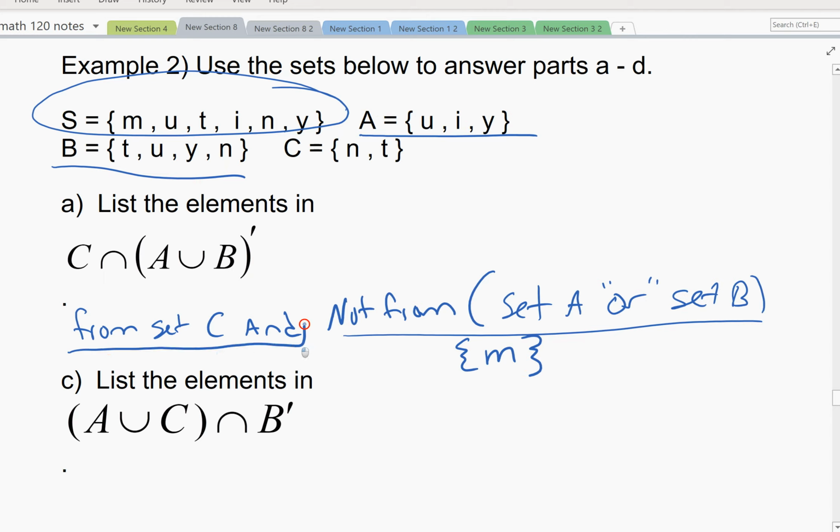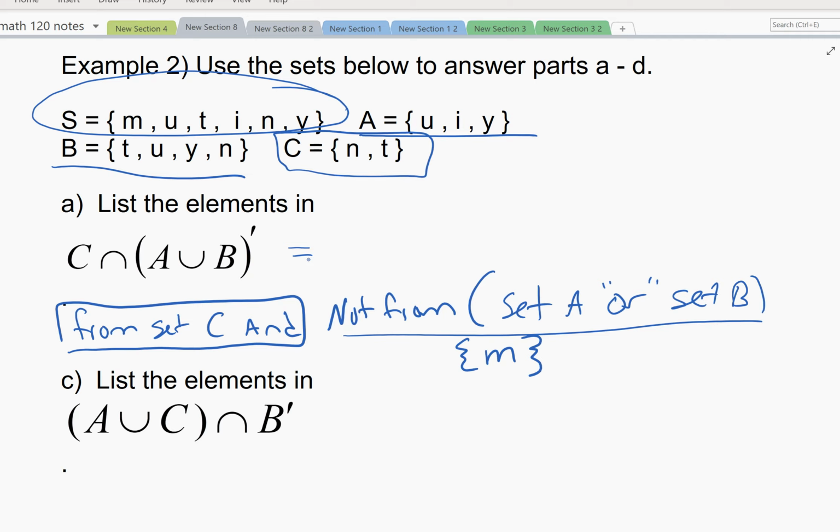Now I've got the "and in set C." Is there anything from the group M, there's only one letter in that group, that is also in C? So basically, is M in group C? Well, here's group C. Set C has N and T. M is not in C, and so the answer again is no solution. There aren't any letters from set C and not from set A or set B.